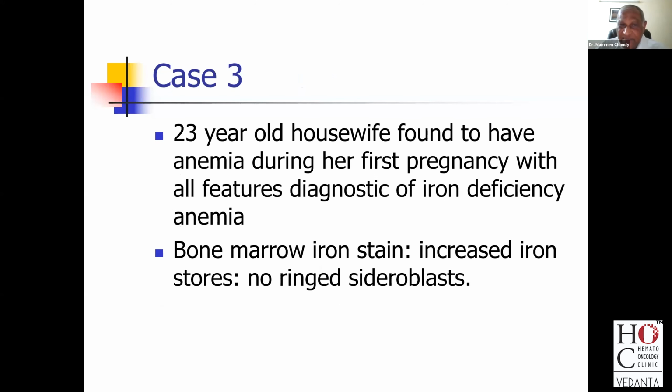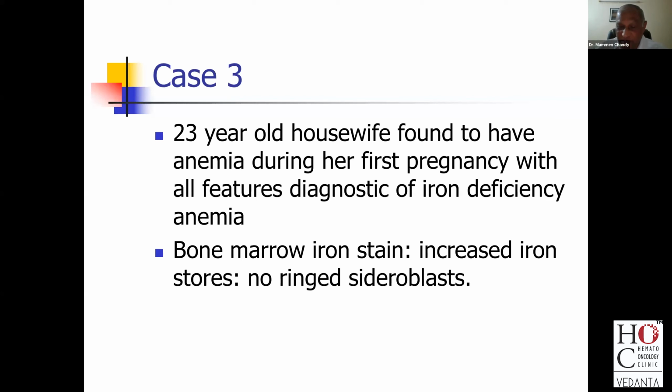Right? Case 3, a 23-year-old housewife found to have anemia during her first pregnancy. She was seen by one of the people working in Vellore when I was there as a consultant. Bone marrow loaded with iron, but peripheral smear absolutely diagnostic of iron deficiency anemia. So what is this? This is a condition called iron refractory iron deficiency.